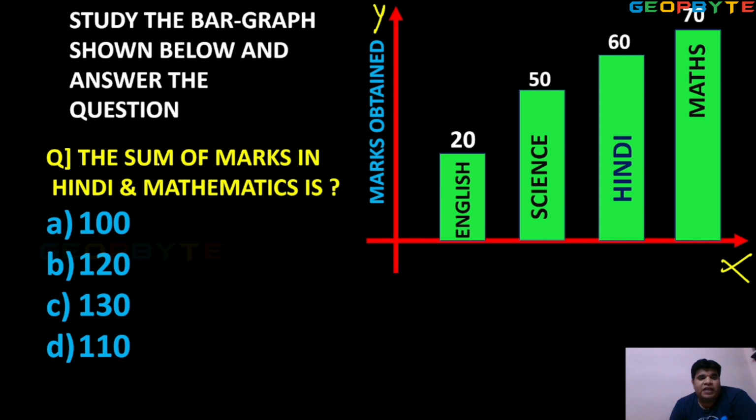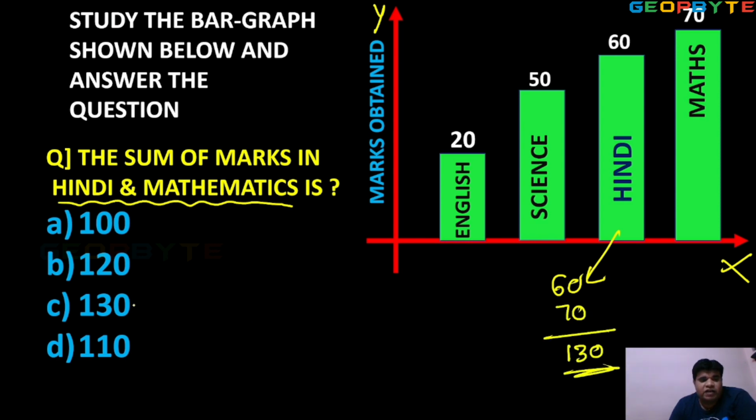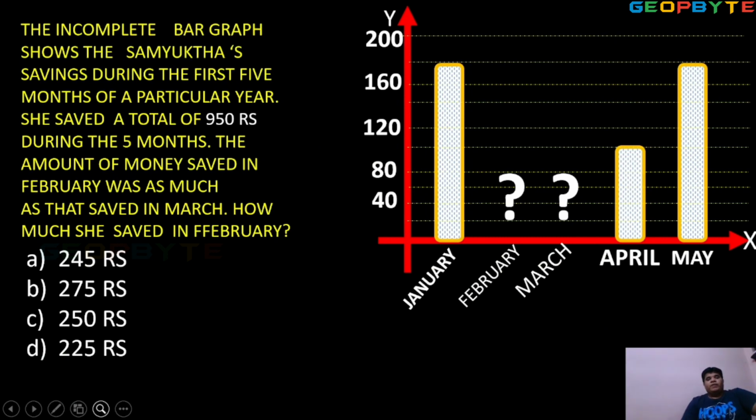English 20. Here the y-axis represents marks obtained. So in English 20 marks, Science 50, Hindi 60, Maths 70. Then what is the problem? The sum of marks in Hindi and mathematics. Hindi how many marks? 60. Mathematics 70. So the answer is 130. Option C is the right answer. Children, are you getting the concept? This type of concept is 1 mark in our examination. Easily you can identify. Okay, children. Next. Clearly observe.